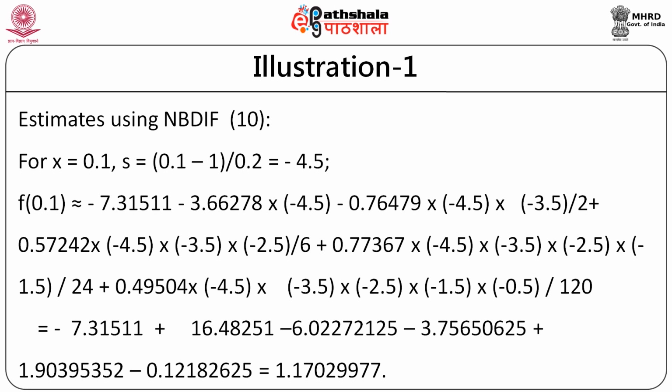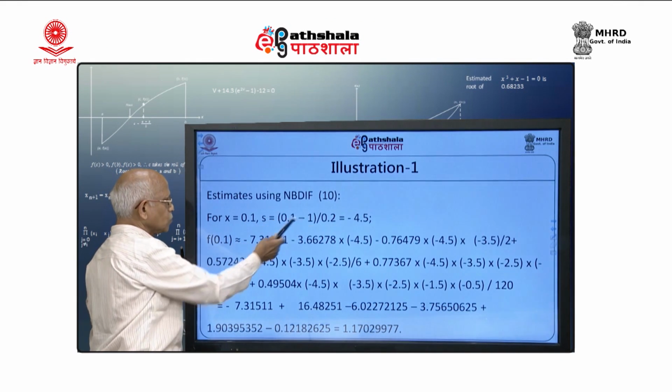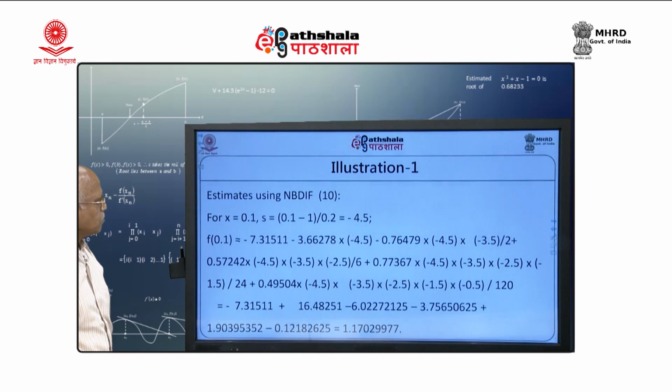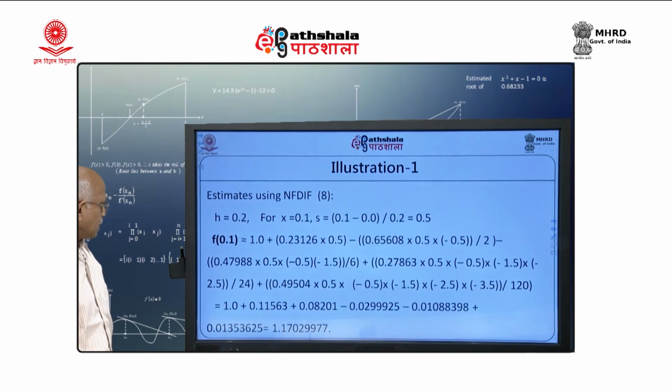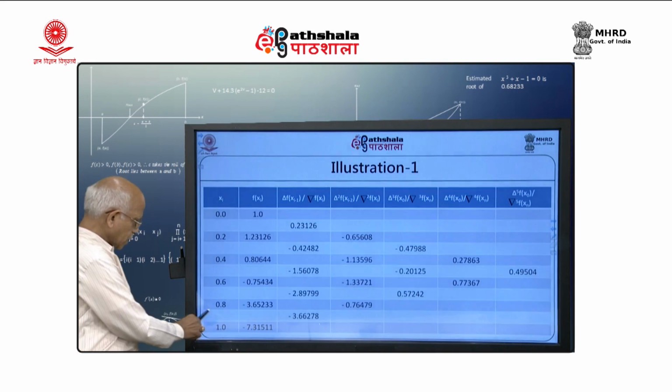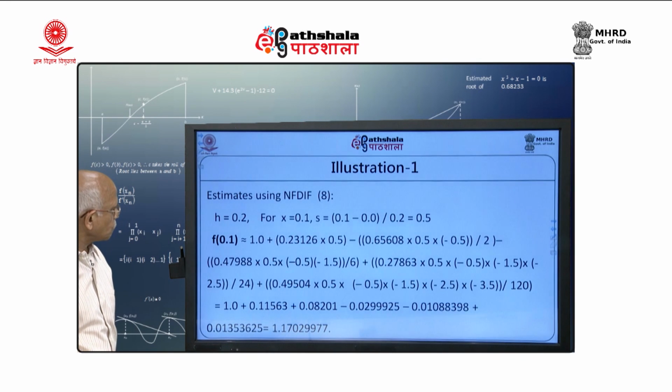So, we will be getting x equal to 0.1, and this will be 0.1 minus 1 we are considering, divided by 0.2, and that will give you minus 4.5. Why are we taking 1? Because the last node x_n in the table is 1. So, we are getting (x minus x_n) by h, that is the formula for s there.